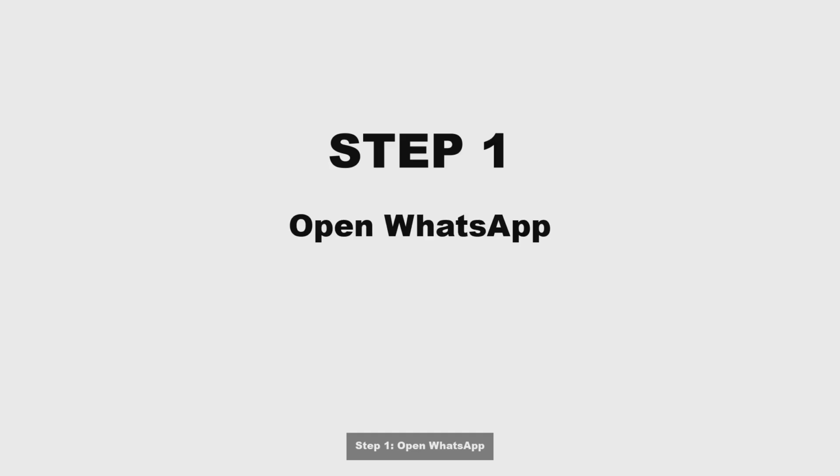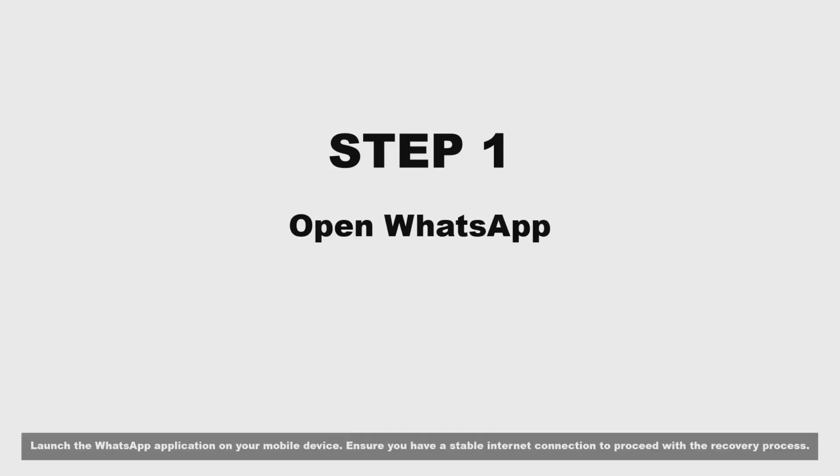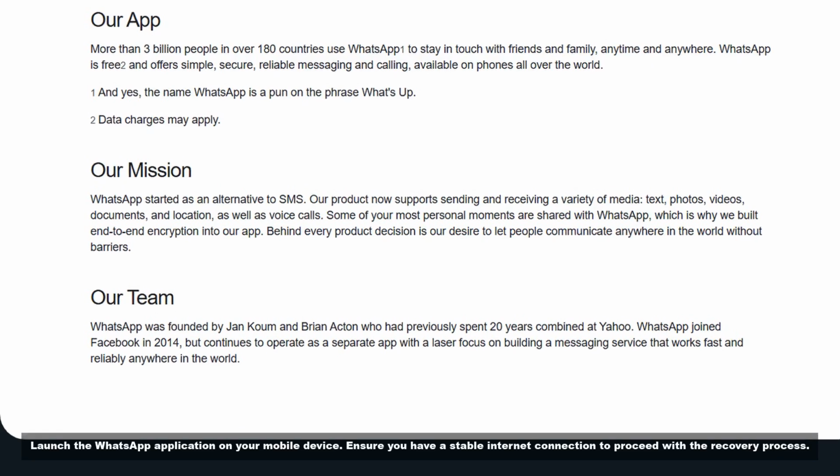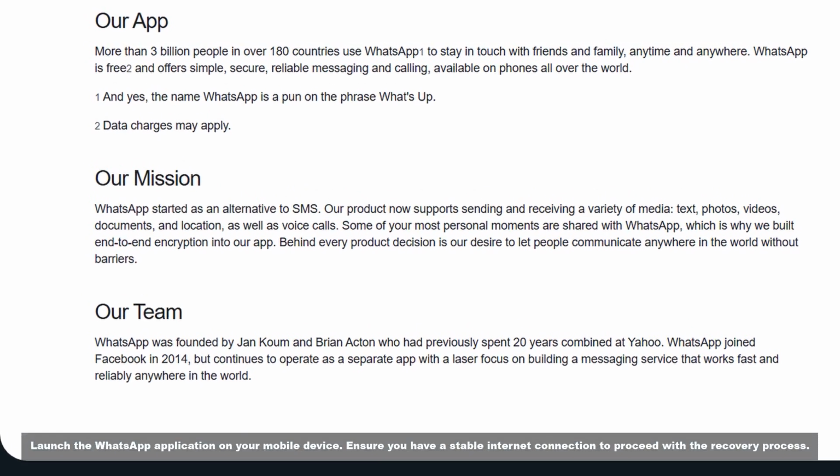If you've lost access to your WhatsApp account and don't have access to your email, you can still recover it by following these steps. This guide will help you gain access to your account without needing your email. Step 1. Open WhatsApp. Launch the WhatsApp application on your mobile device. Ensure you have a stable internet connection to proceed with the recovery process.